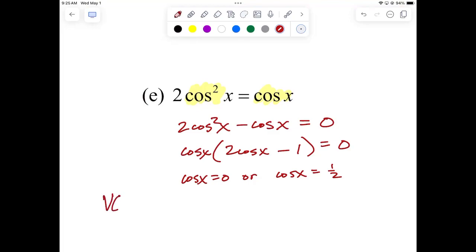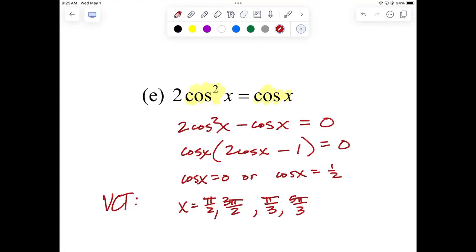All right, and now it's unit circle time. Where is cosine equal to 0? Pi halves and which pi halves? 3 pi halves. And then where is cosine equal to positive 1/2? Okay, and someone besides Brady, give me the last one. Where else is cosine equal to positive 1/2 besides pi thirds? 5 pi thirds. Good. Quadrant 4.